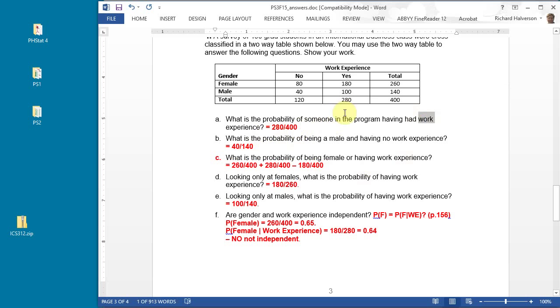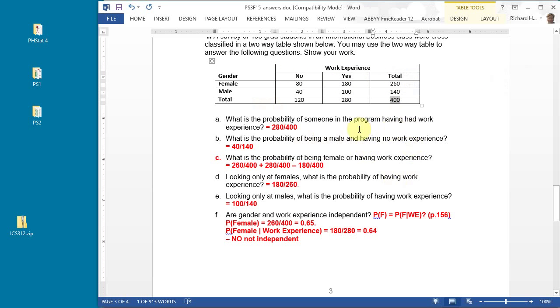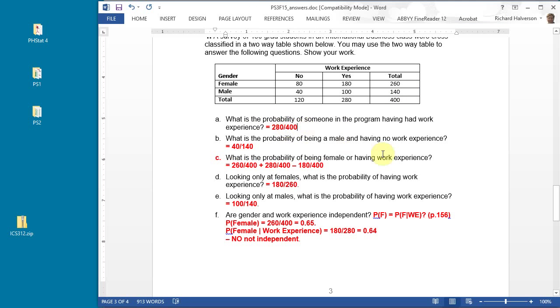Okay, so that is just a simple event. Someone's in the program, so out of the 400, having work experience, yes, is 280. So it's 280 divided by 400. That's a percentage. You can calculate this out to a percent, but I thought I'd just leave it like this because it's easy to see where this came from, and everybody should be able to do this division.